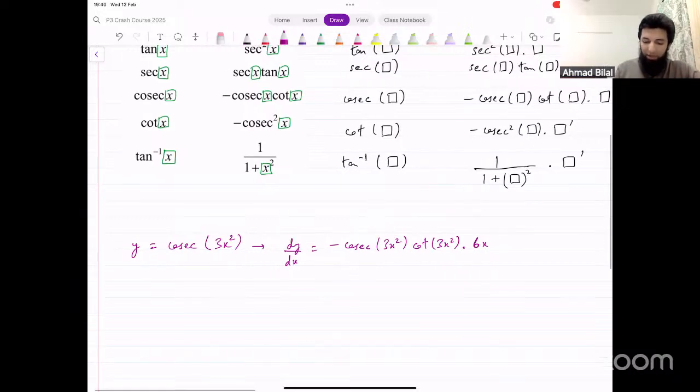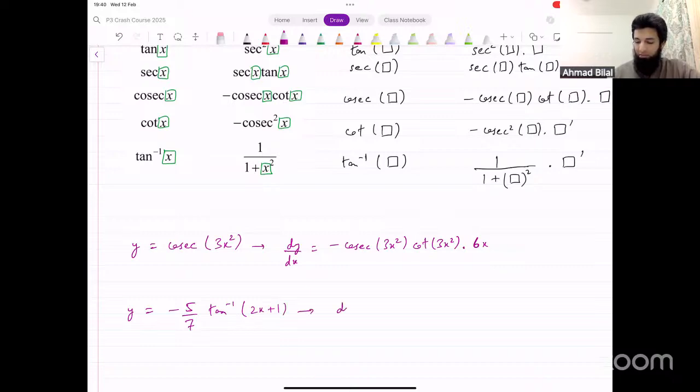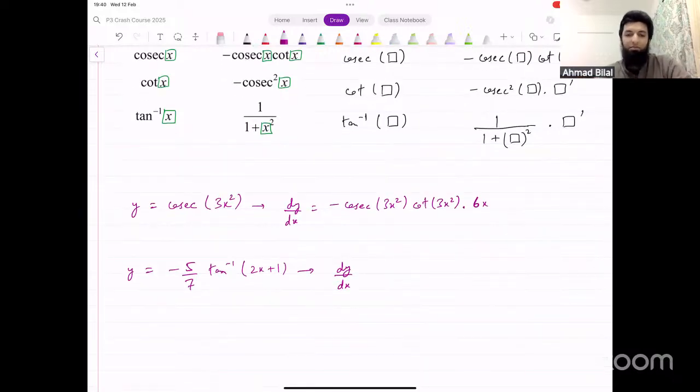Let's do another one. Let's say we have y equals minus 5 over 7 times tan inverse of 2x plus 1. What's the derivative of this now? Again, can all of you try this now? I'll give you a minute to do this. Please write in the chat quickly the answers that you get. I want responses from every one of you, please.